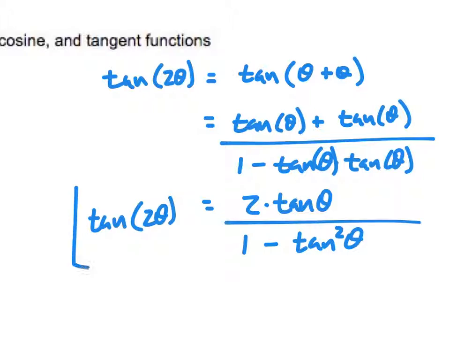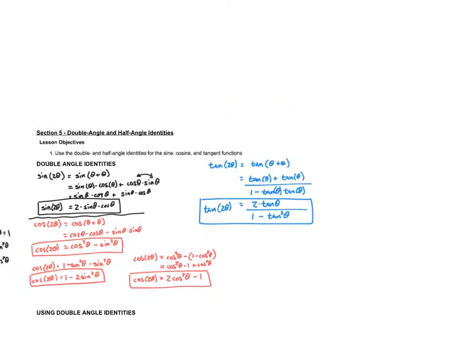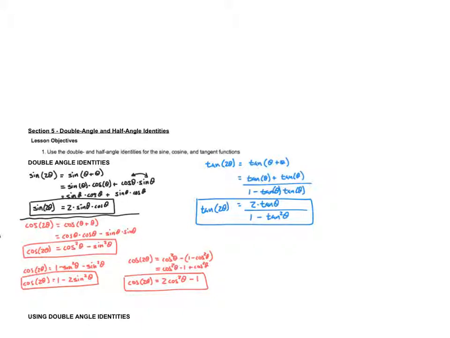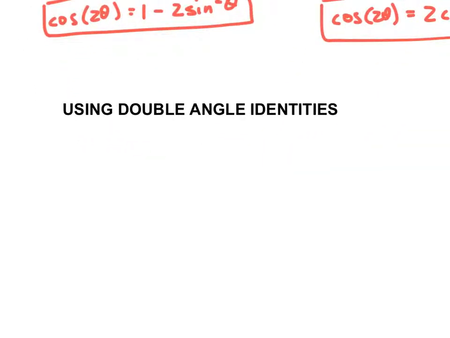Okay, so you can always derive these. You don't necessarily have to remember them. However, it does help if we do remember them. Okay, so that's what we've got. All right, so now let's use these. Okay, and so using double angle identities, let's write these directions down.